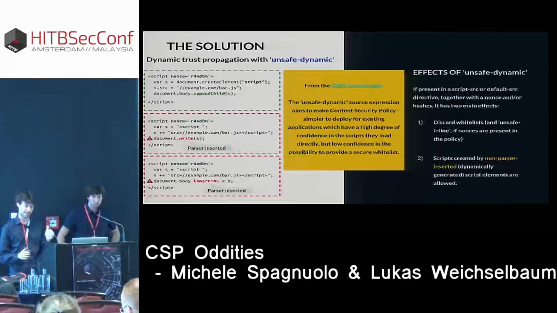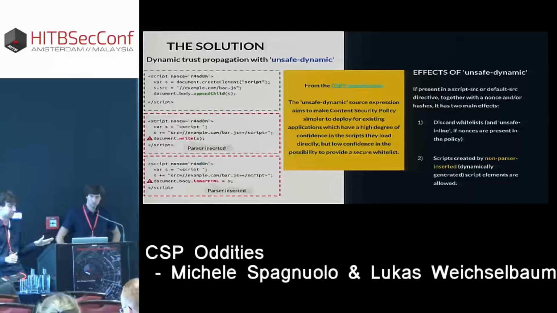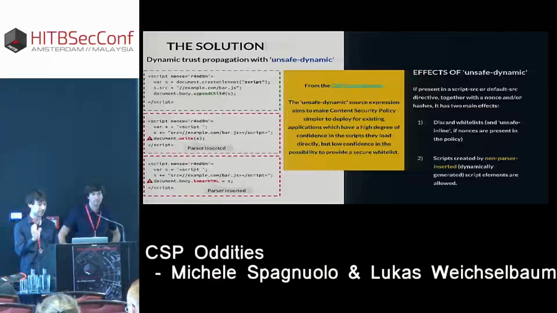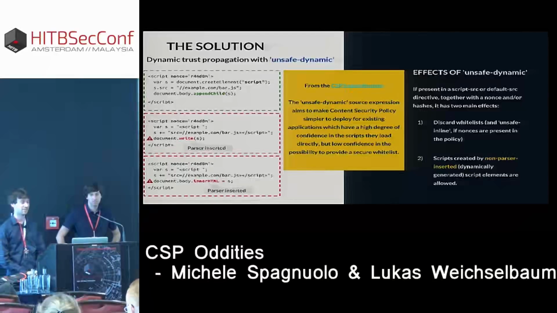Unsafe-dynamic will, as I said, allow scripts created by non-parser-inserted, dynamically generated scripts, and will do something else, which allows backward compatibility. So it will allow developers to just add unsafe-dynamic to their existing policy and make it secure magically, which is that it discards the whitelist if present.